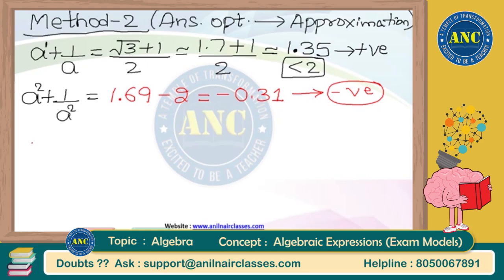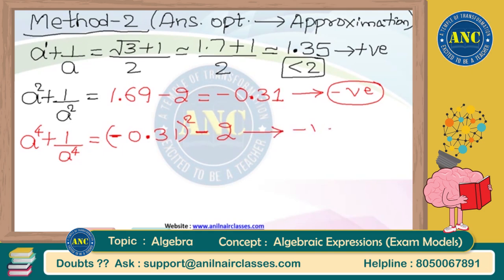Now similarly, I actually need a power 4 plus 1 by a power 4. Now think logically, sir. Minus 0.31 is what I have on the right hand side this time. I will square it and I will subtract from 2. This is 0.3 with a negative sign. Anyway, negative number, when I square it, I will get positive. 0.3 whole square is 0.09. 0.09 when subtracted from 2, eventually my answer should also be negative.